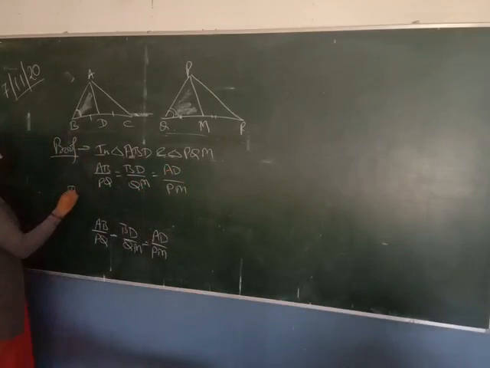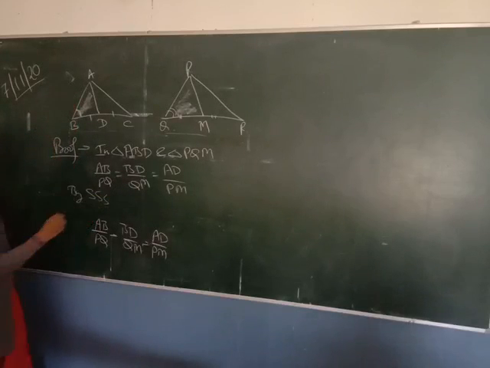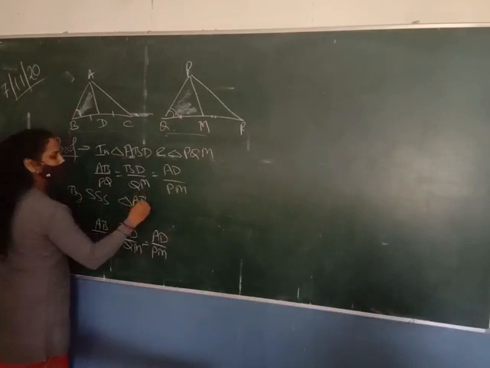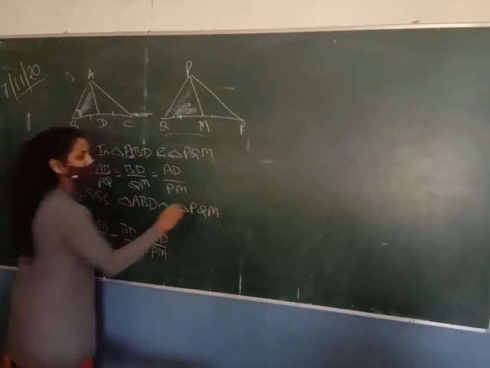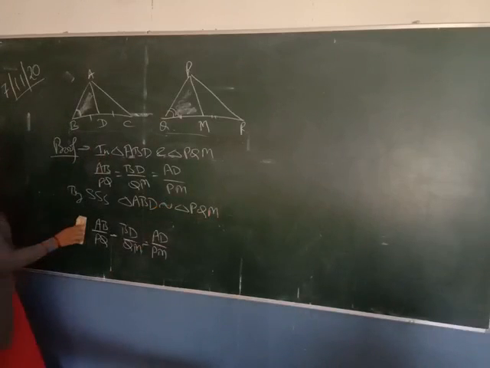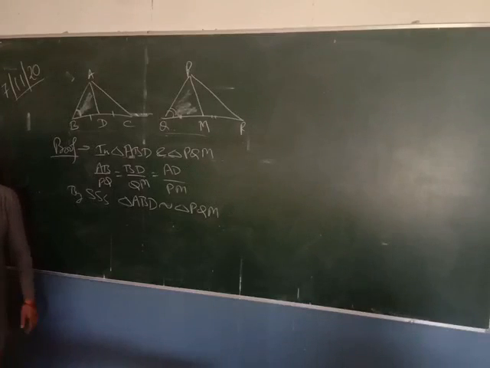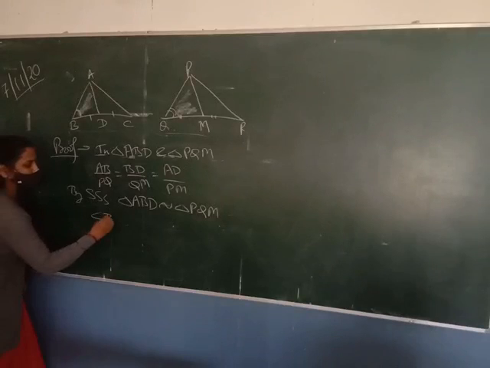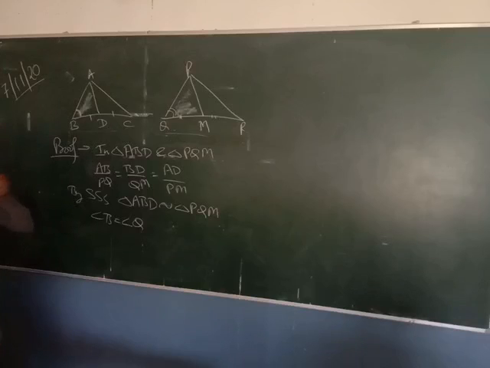So we will write by which similarity? SSS, side, side, side. By SSS, we get triangle ABD is similar to triangle PQM. Good. Now by similarity, which angles will be equal? Angle B equals angle Q, because both triangles are similar to each other. Now we can show these large triangles ABC and PQR similar.